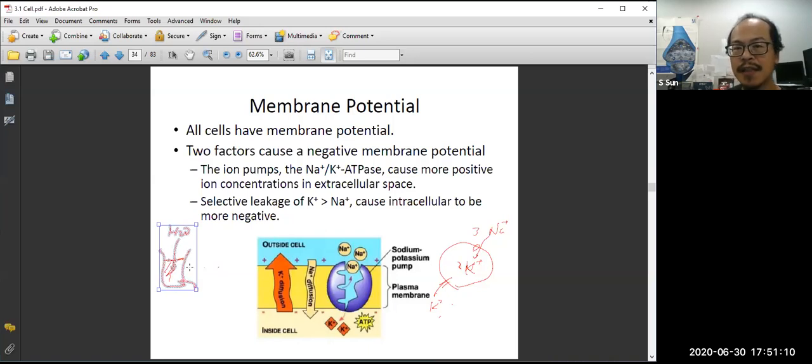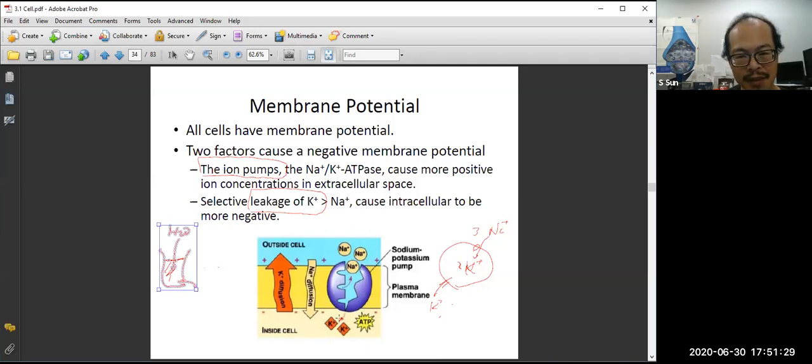So to maintain the membrane potential, we have two major players. One is the ion pump. The other one is the leakage of potassium. And this channel is called the leakage channel.